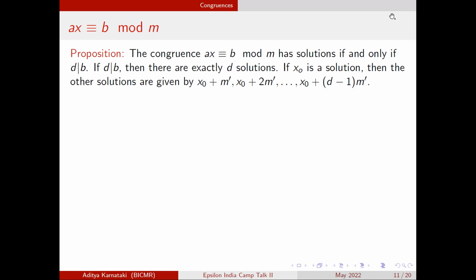And if X naught is a first solution that you find, say by trial and error or whatever, then the other solutions are given systematically just by adding multiples of M prime, which is M over D, M divided by D. So in the previous case, you found the solution 3 first, and then M prime would be 15 divided by 3, so 5. So then you will have the solutions 3, 3 plus 5, 3 plus 10, 3 plus 15, and so on, for instance.